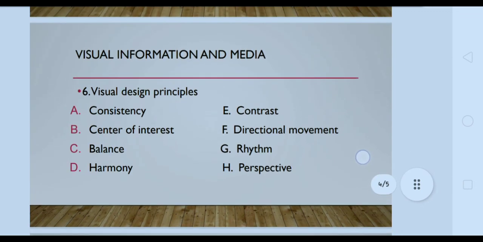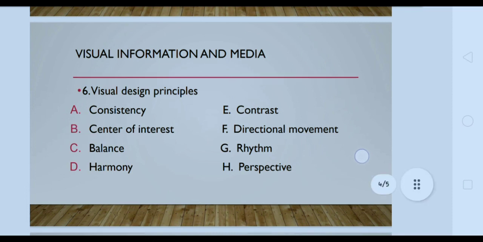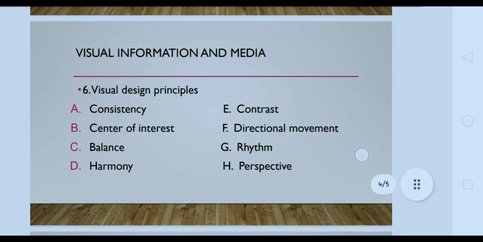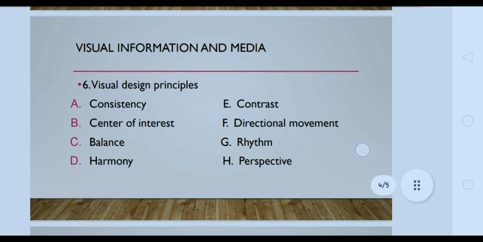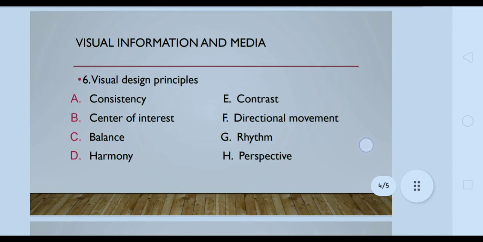Letter G. Rhythm. A movement in which some elements recur regularly, like a dance. It will have a flow of objects that will seem like the beat of music. Letter H. Perspective. This is created through the arrangement of objects in two-dimensional space to look like what they appear in real life. Perspective is a learned meaning of the relationship between different objects seen in space.